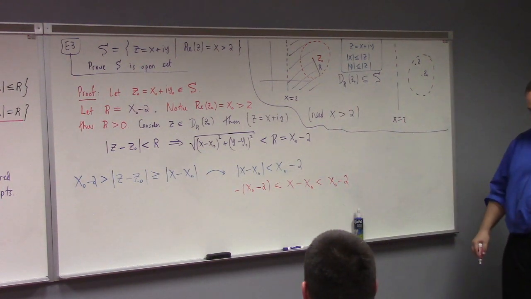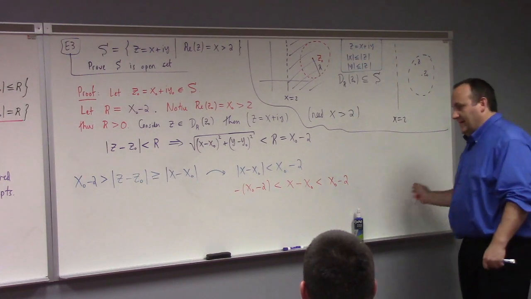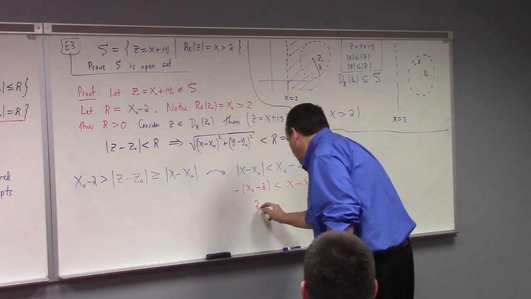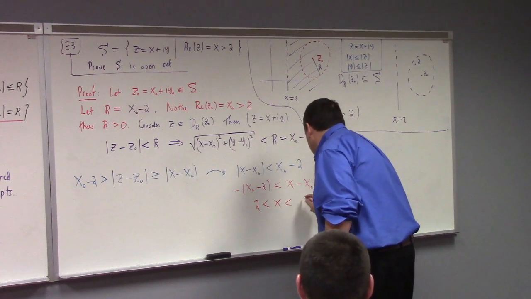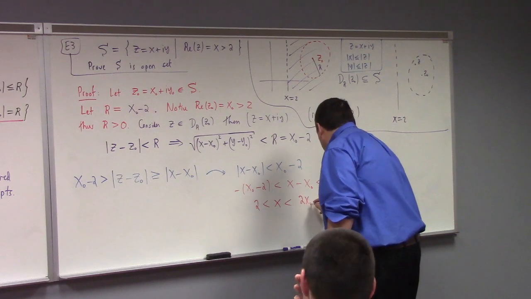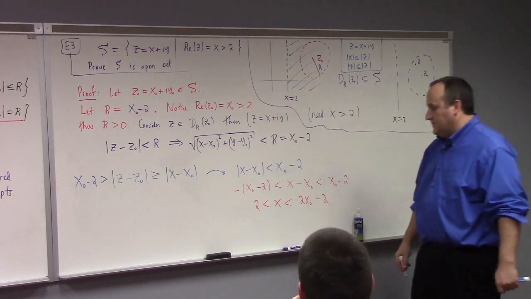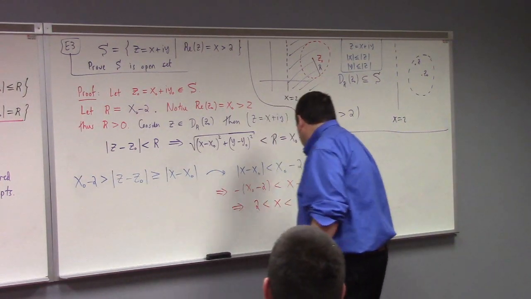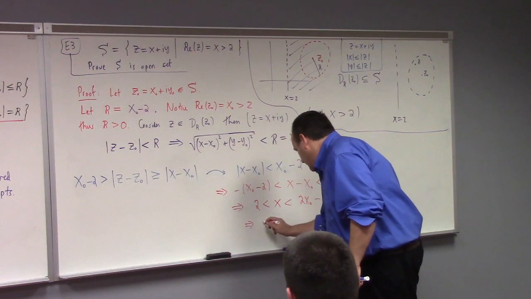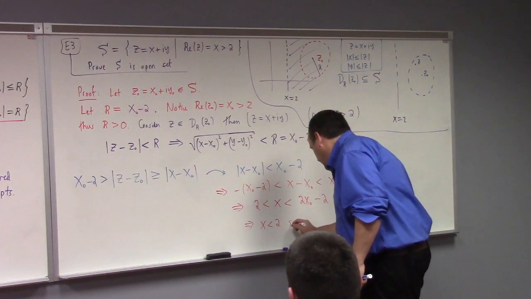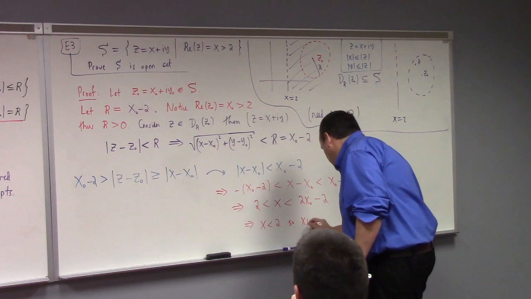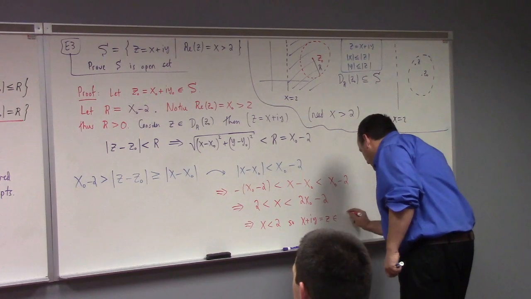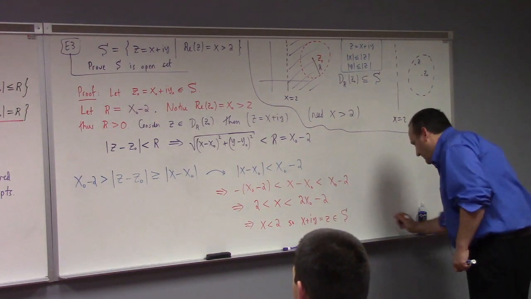And then what do? You add x naught across this, right? So adding x naught across this gives me 2 is less than x is less than, apparently, 2x naught minus 2. Now, right? So this, which of course implies that x is less than 2, thus x plus iy equals z is an element of S, which then tells me what?